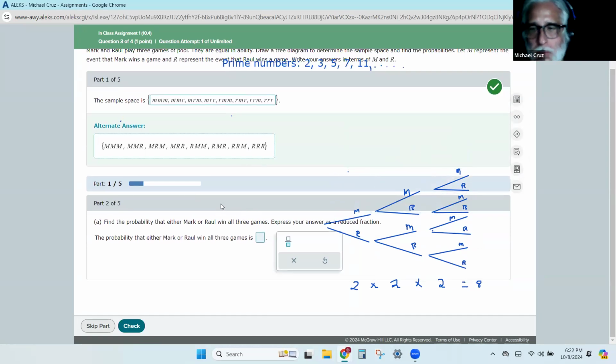All right. So find the probability that either Mark or Raul wins all 3 games. So we got to have a run of MMM or RRR. All of these other ones in between, that's a mixture where 1 wins 2, the other one wins the last one. In that case, you see, you always got 2 winners and 1 loser. So this right here is going to be 2 over 8, and then that simplifies to 1/4.